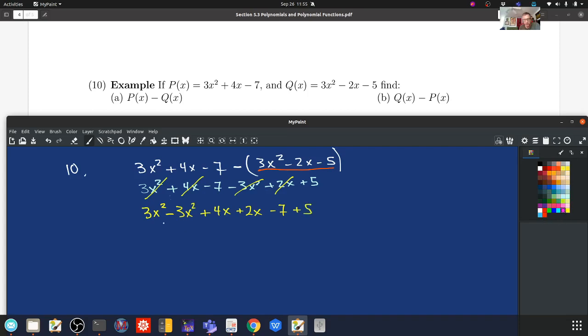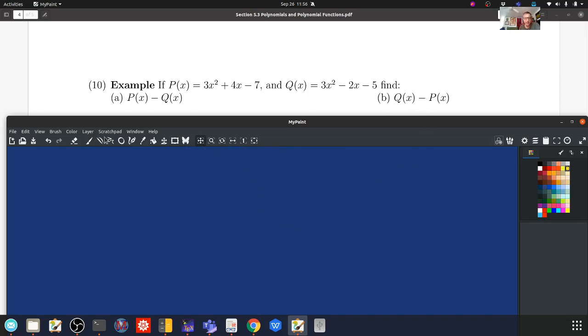If you need to remind yourself, there's a grouping of 2 like terms. 3x squared minus 3x squared is 0. That's 0, so I'm not going to bother to write it in my final answer. 4x plus 2x, if I have 4 of something and add 2 more of that something, I get 6 of that something. And minus 7 plus 5 is minus 2. So it's 6x minus 2.